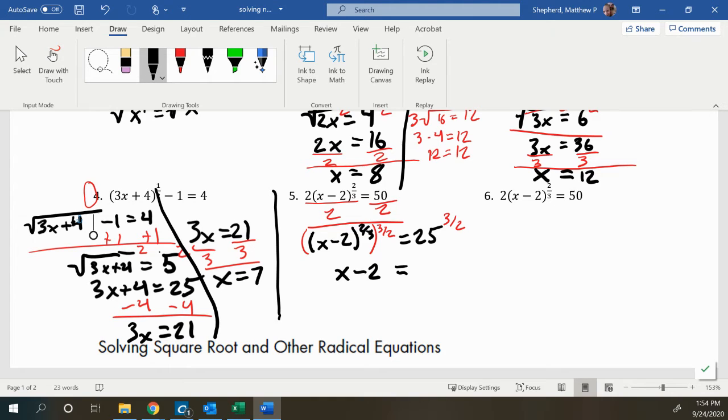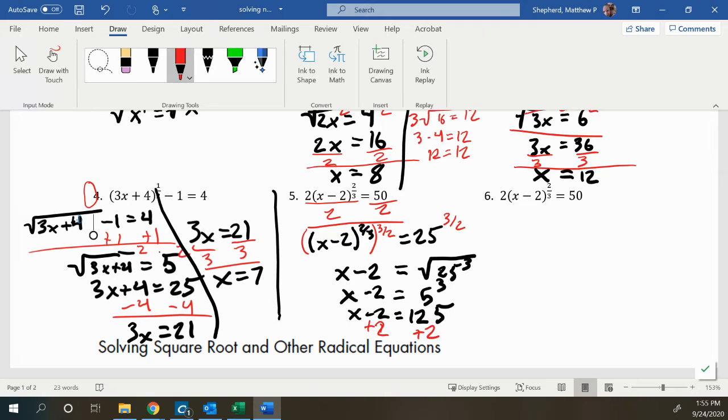Now, 25 to the power of 3/2. Remember that the denominator was a 2, so it's just a square root, and then we'd have 25 to the power of 3. Well, let's simplify that. One, you can type that into your calculator. Two, we can also do this by hand. We know what the square root of 25 is. It's 5. And then 5 to the power of 3 is going to be 125. So for our final step, let's add the 2 to both sides, and we get x is equal to 127.